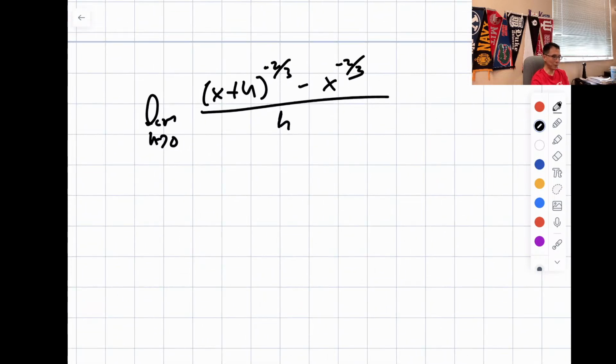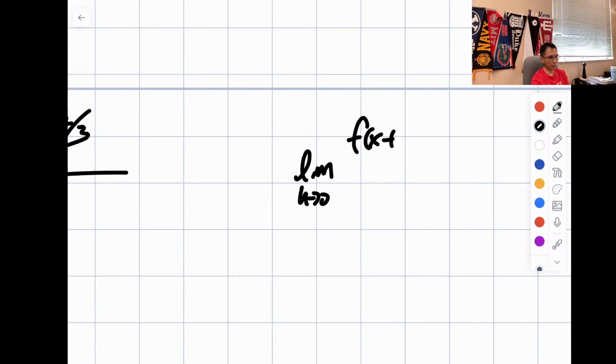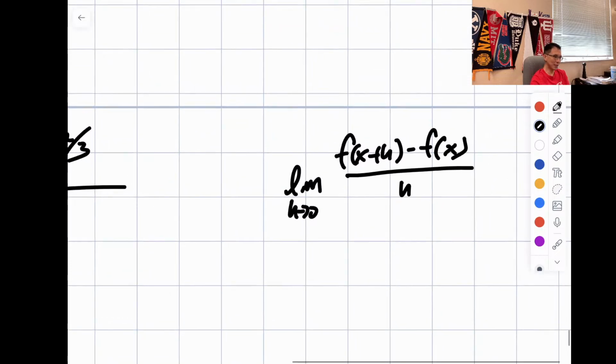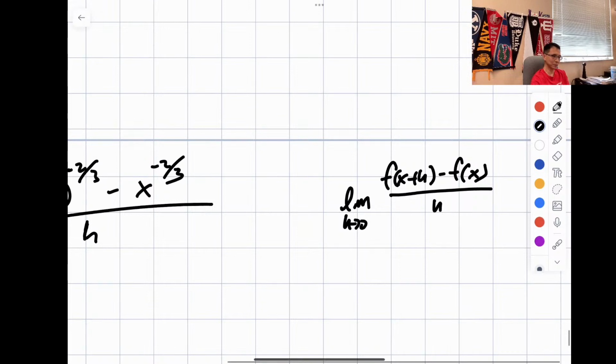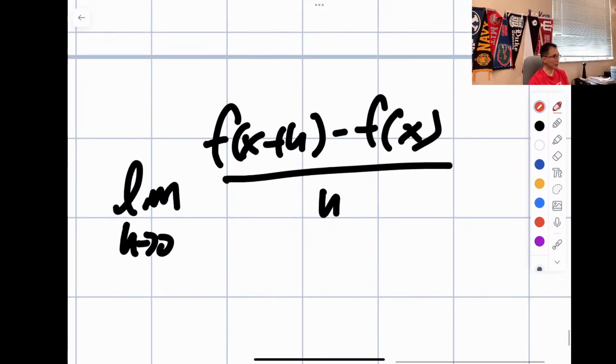Okay, so the problem with this question is the easiest solution is also always the most elegant solution. Think about what this is representing. People say this is the definition of derivative. This is not the definition of derivative, by the way. It's limit as h approaches 0 of f of x plus h minus f of x over h. There is a missing thing here. What is missing? What is this equal to?